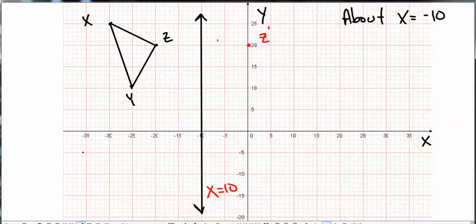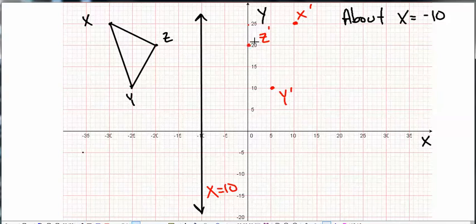All right, for your X, you are 5, 10, 15, 20 to the left of the line of reflection. Agreed? So you've got to go 5, 10, 15, 20 to the right. Okay? And that would be X prime. And if Y is 5, 10, 15 to the left of the line of reflection, how many do you have to go to the right? 5, 10, 15 to the right. And that would be Y prime.